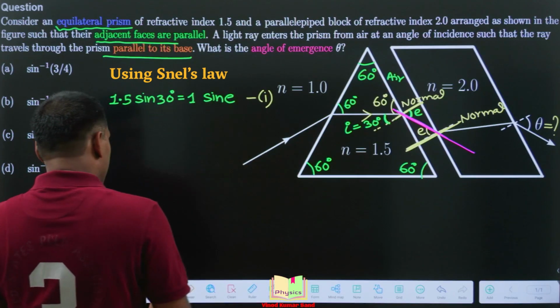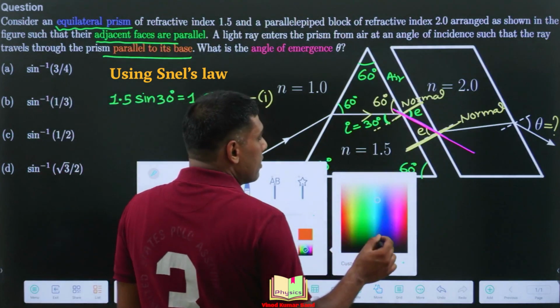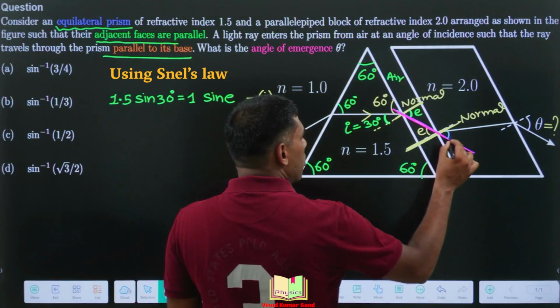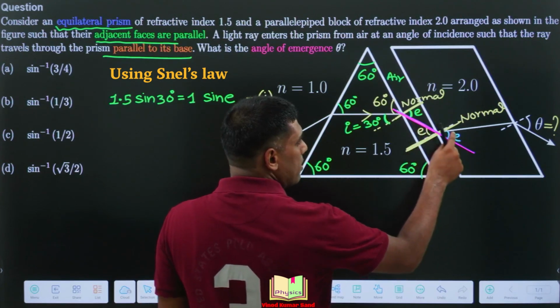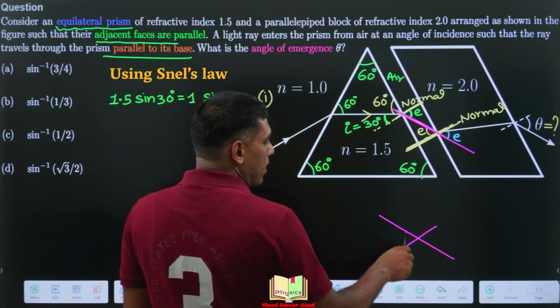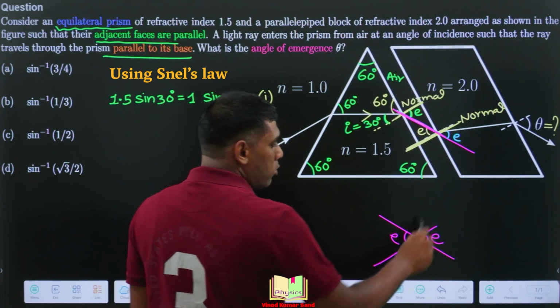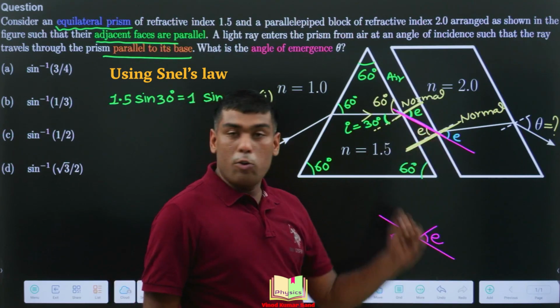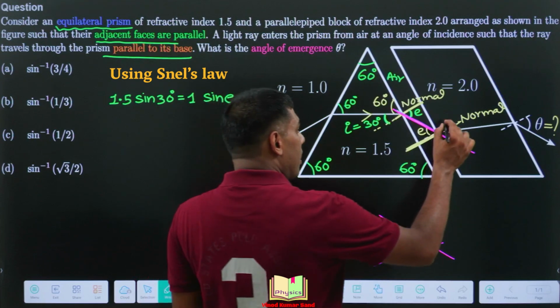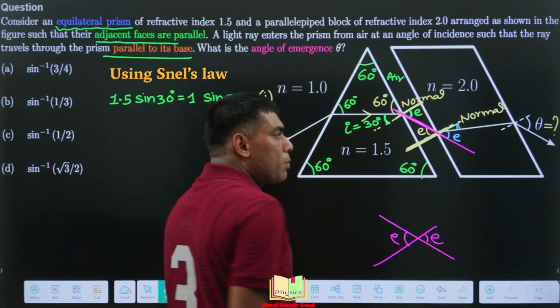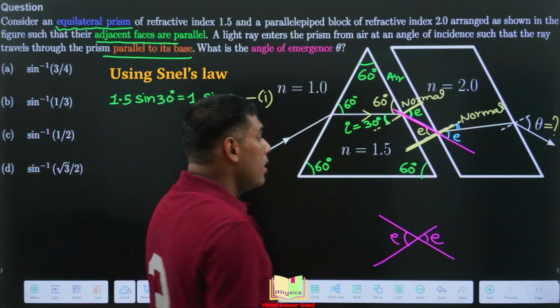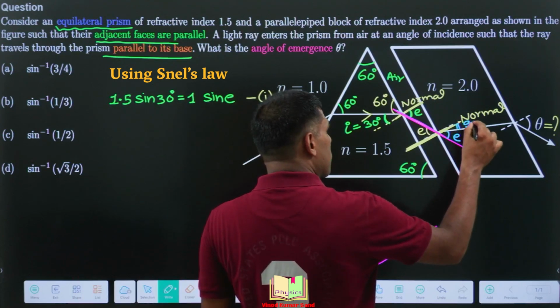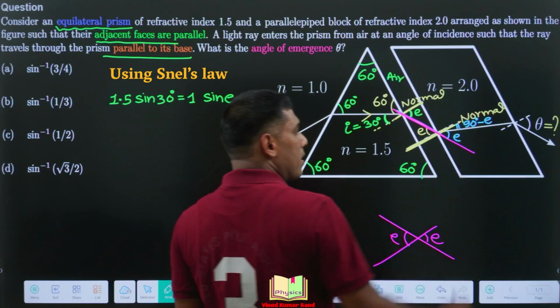Now marking the other angles. This angle should also be E. If this angle is E, this should be E. You remember this thing. If this angle is E, this should also be E. So here we have marked E. But in optics we always consider the angle with respect to the normal. So the angle here is 90 degree minus E.